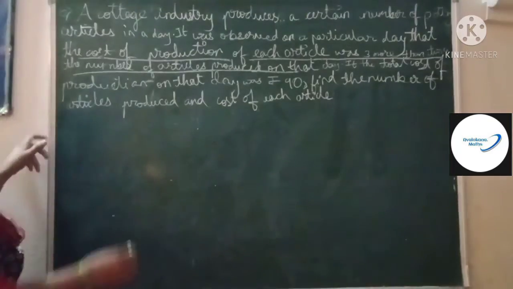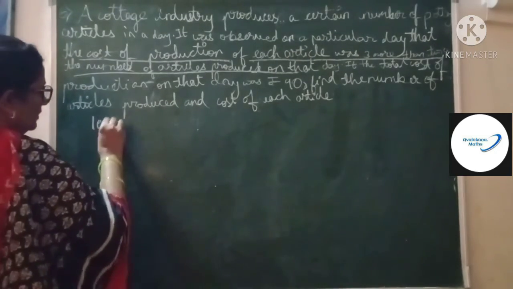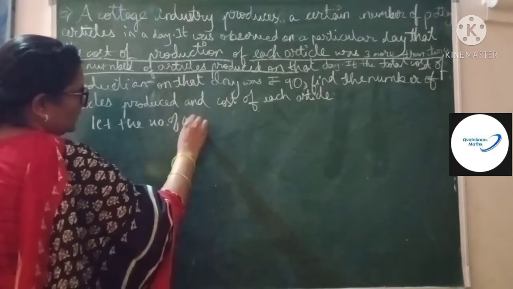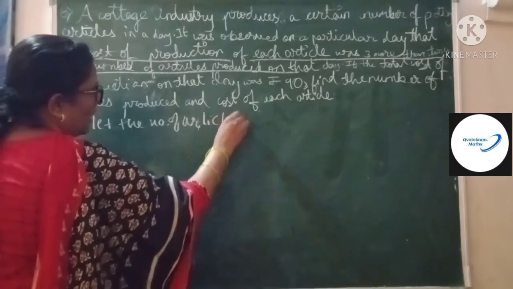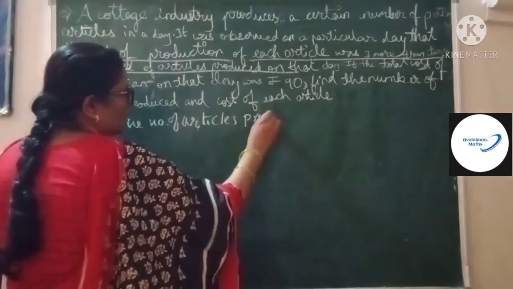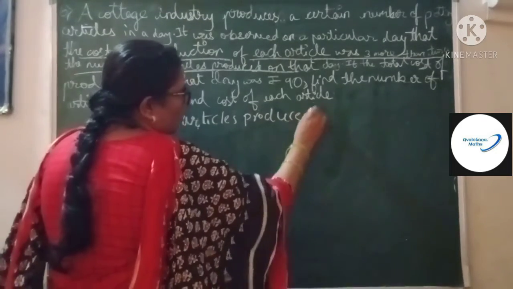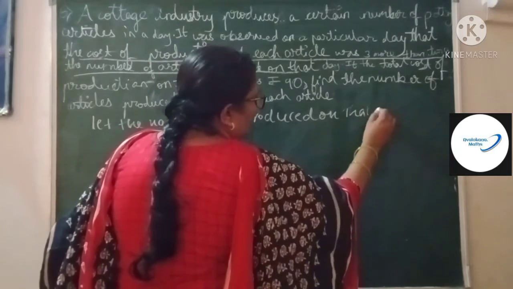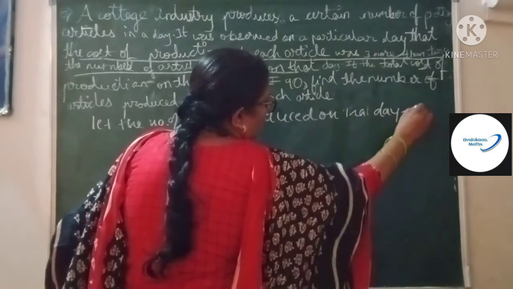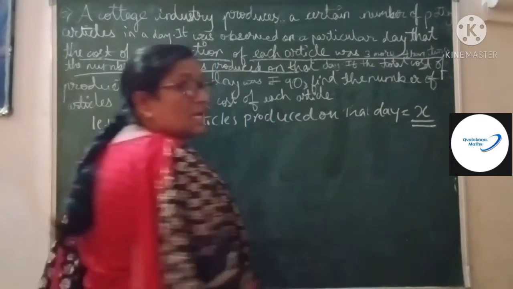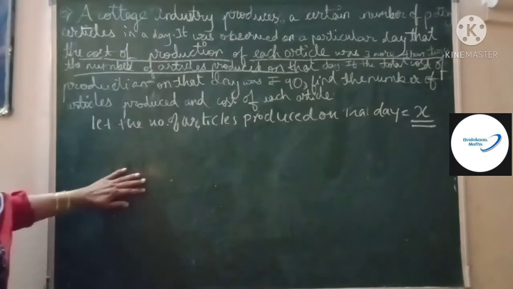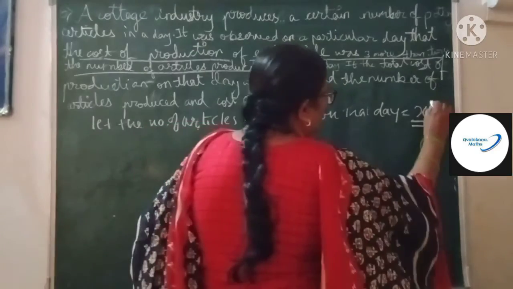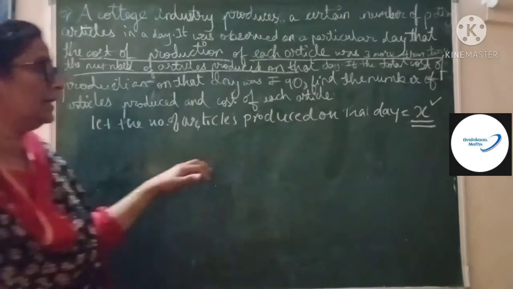So see here children, let the number of articles produced on that day, on that particular day, be X. This is what this shows. X, there may be 100, there may be 20, there may be 50. So X shows the number of articles produced on that day.